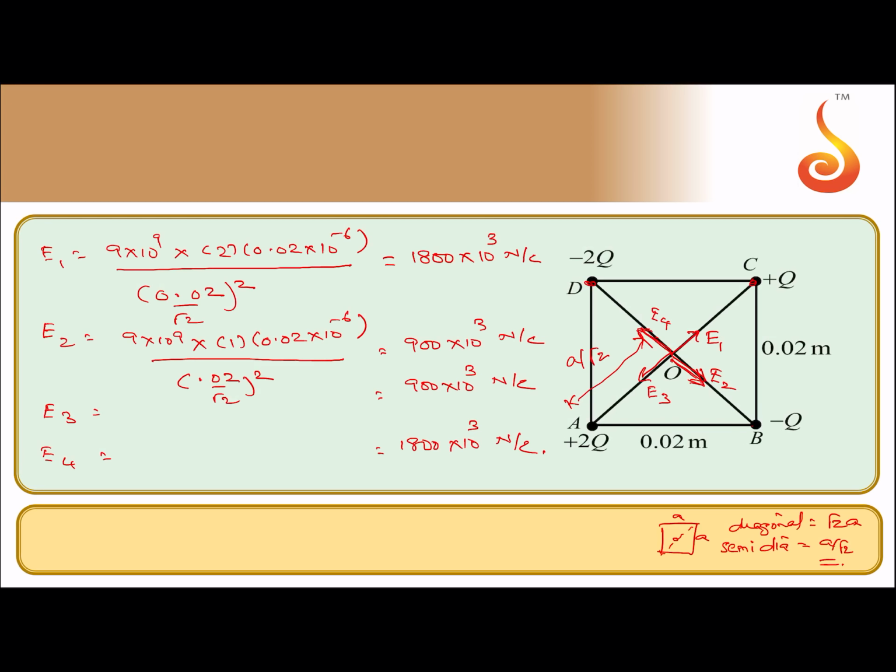So you got all the 4 values of E1, E2, E3 and E4, and you have their directions. The important point over here, please note it down: the diagonal of a square is root 2a, therefore semi-diagonal will be a by root 2. I use that idea to solve this. So I've got the electric fields, I'm still not done with the problem. So let's go on and write it.